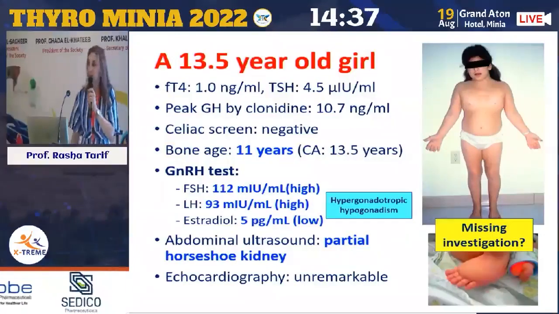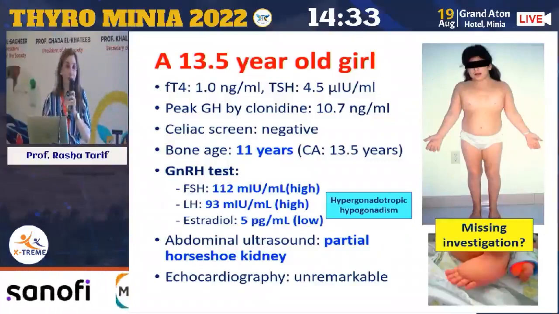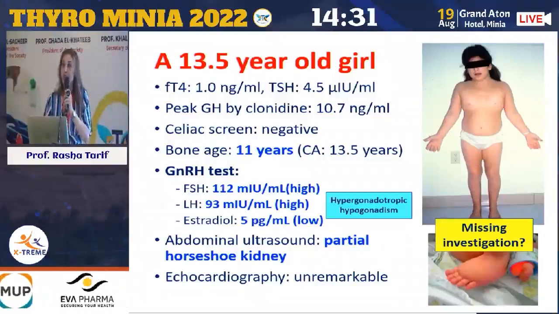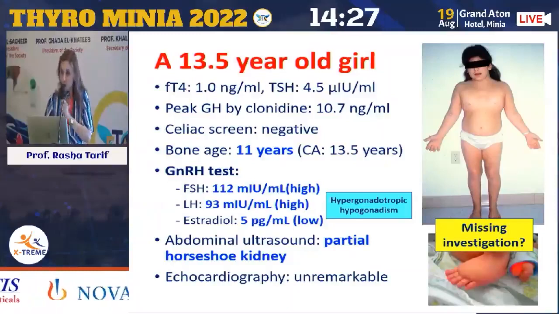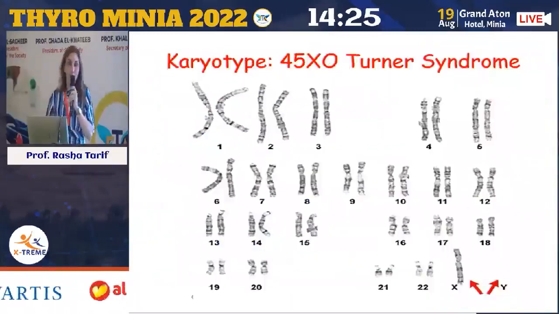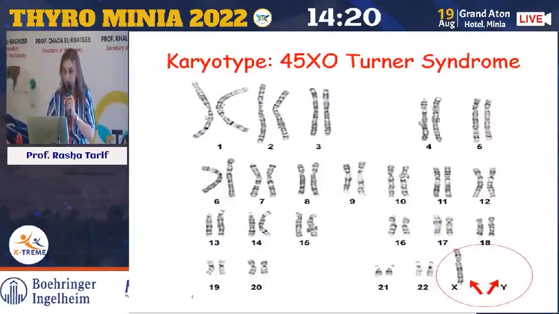Yes, thank you very much. This is a very important investigation which was missed by the pediatrician. It should have been done from the beginning. Don't wait for dysmorphic features. And the girl was found to have Turner syndrome, 45X Turner syndrome.